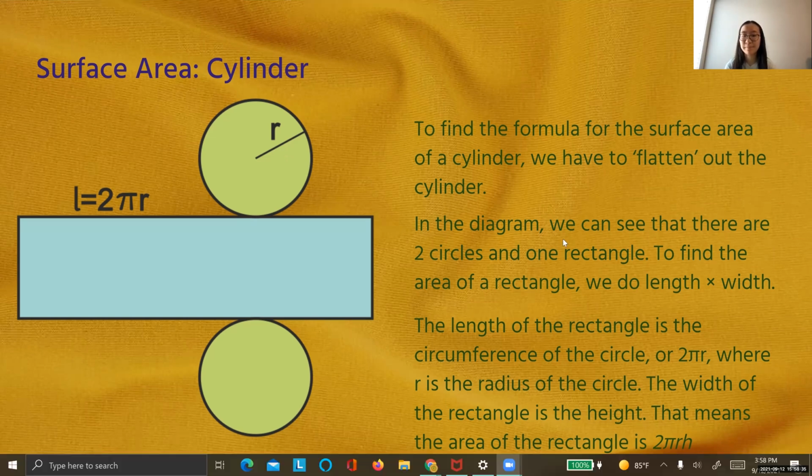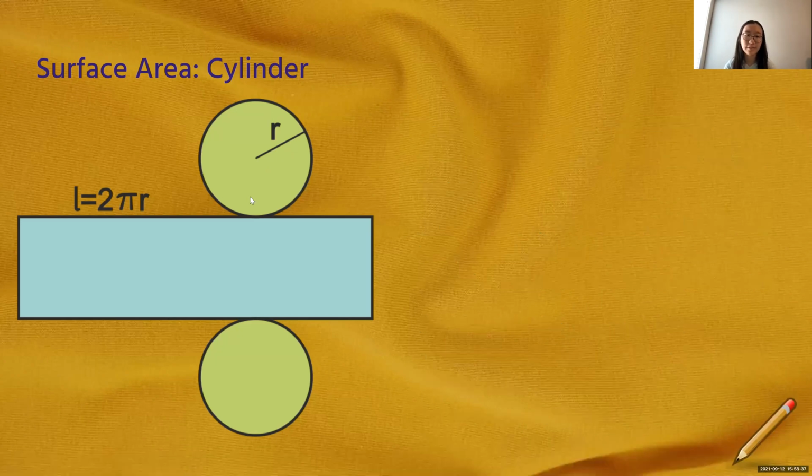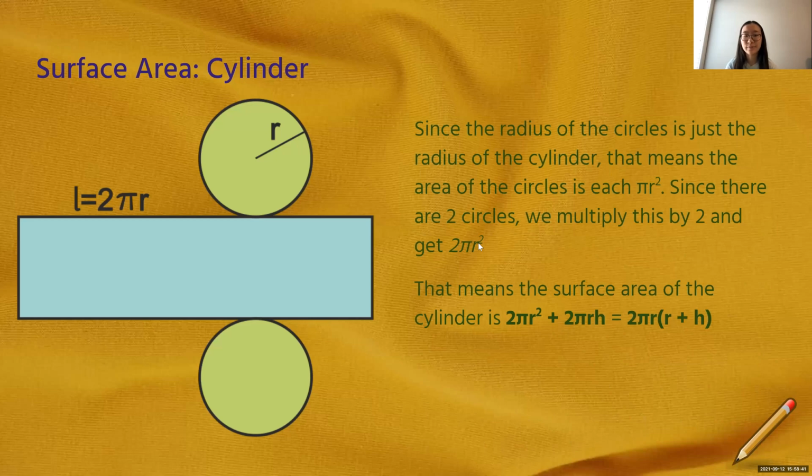But then we can't forget about the surface area of those smaller circular bases. So the area of a circle is pi r squared. There's 2 of them, so we do 2 pi r squared. And then we add all the circles and the rectangle together. So the final formula is 2 pi r squared plus 2 pi r h, and that equals the surface area of the cylinder.